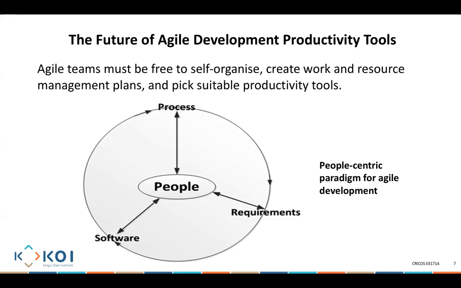Again, agile development is more about people. A people-centric approach, a people focus. People will have to choose the software. People will have to decide how to collect and deliver the requirements. People are the ones who need to choose the process. So any productivity tool that we develop and use needs to be developed with the understanding that people are the ones who need to have the flexibility to really get the right outcomes.